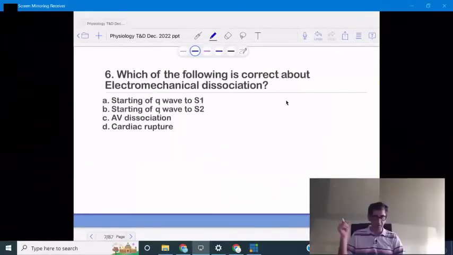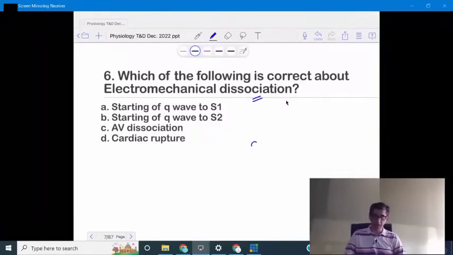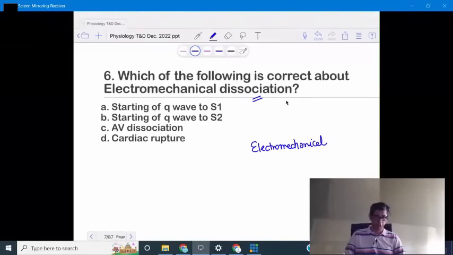Fine. We move on to question number 6 for today. The question says, which of the following is correct about electromechanical dissociation? That would be the keyword, because one of the issues that always comes up is that you are going to read about the word electro, then he will say the word electromechanical. Lots of time he might actually use the word electromechanical systole. So there are two separate terms which you guys have to remember.